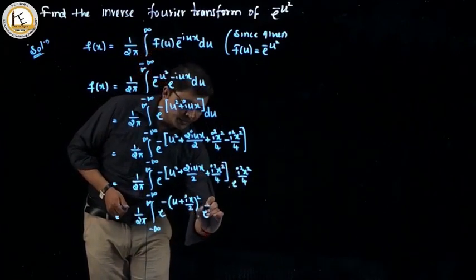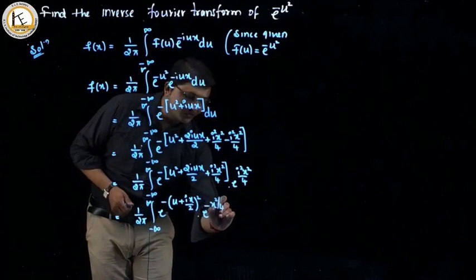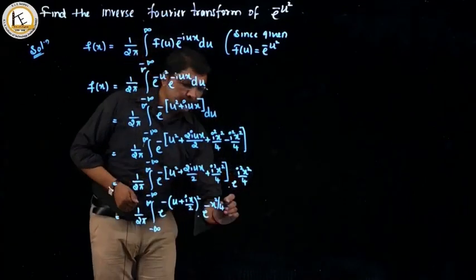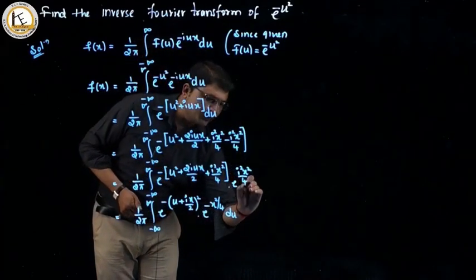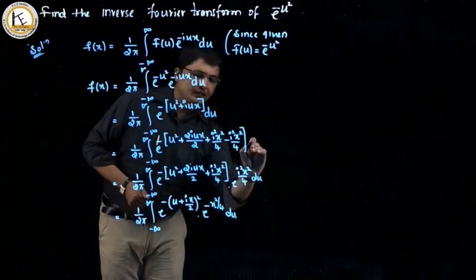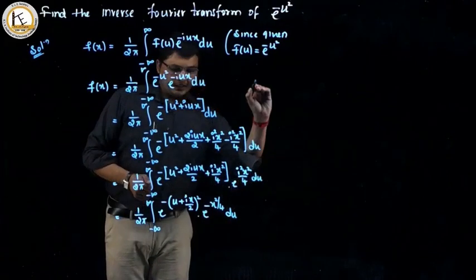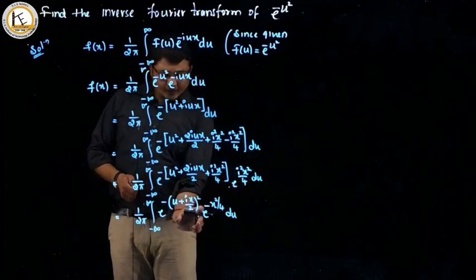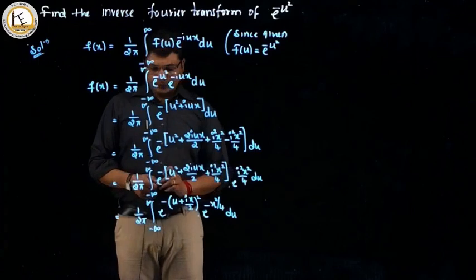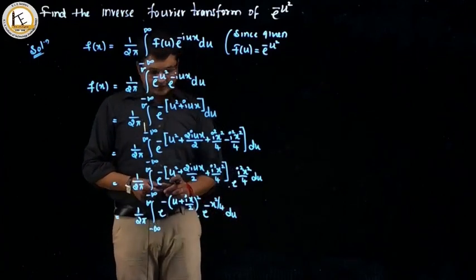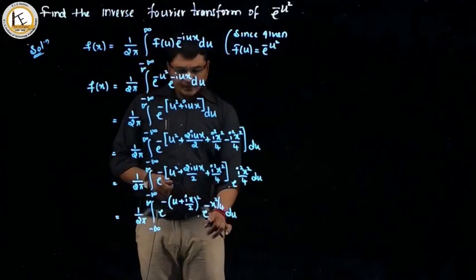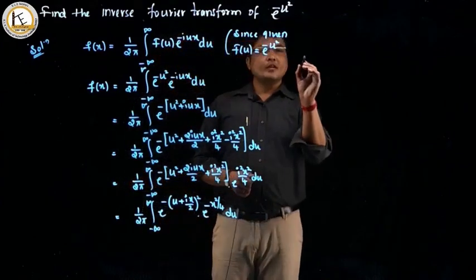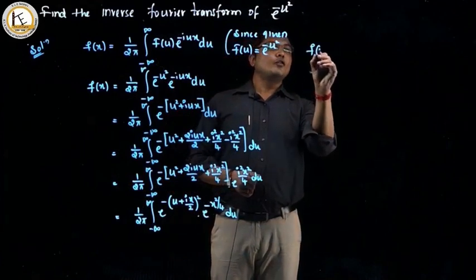If you simplify this u plus ix by 2 the whole square, applying the formula a plus b the whole square, you will get this term only. And i square is minus 1, so e raised to minus x square by 4 will remain, with respect to u, here also as well as here also. Okay, next step.